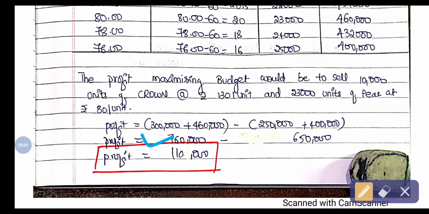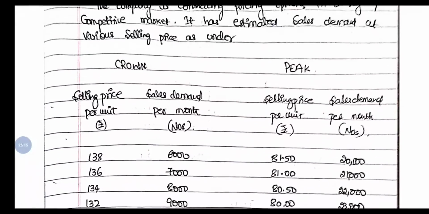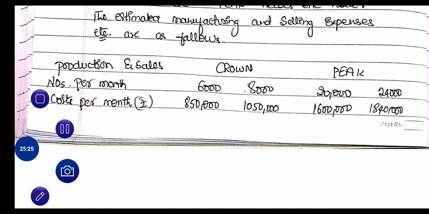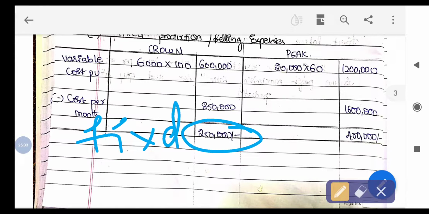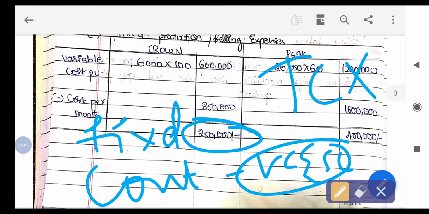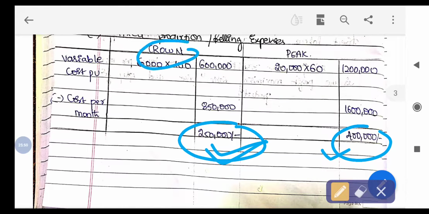From this we have to deduct the total cost. So this is our contribution, and we have to deduct the cost. So let's look into the total cost given in the problem. From the contribution we have to deduct the fixed cost calculated here. As contribution already accounts for the variable cost and the selling cost, we should not deduct the total cost. We have to deduct only the fixed cost. The fixed cost we have already calculated here: 2,50,000 for Crown and for peak it is 4 lakh.